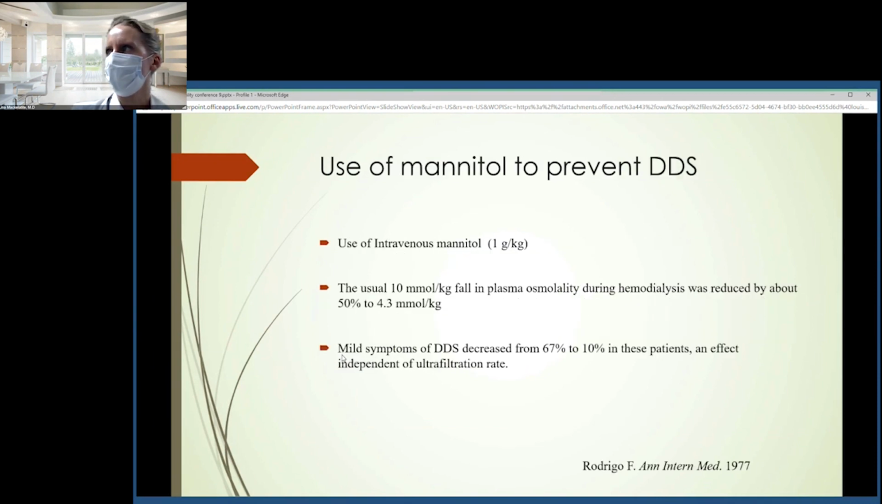Now the use of mannitol, you can use preventively intravenous mannitol, 1 gram per kilogram. And in another study, they looked, and if they used mannitol, the osmolarity decreased by only 4.3 compared to 10 if they didn't use it. So you can do that. And then the symptoms of disequilibrium also were much less common in these people who received mannitol.